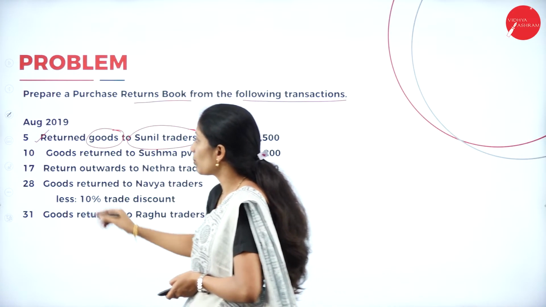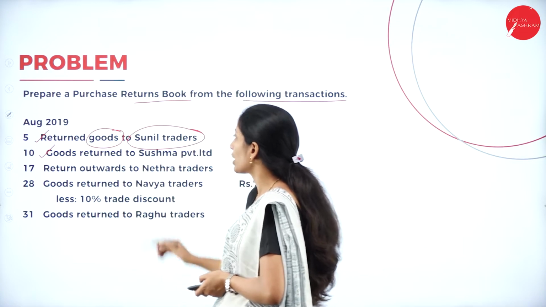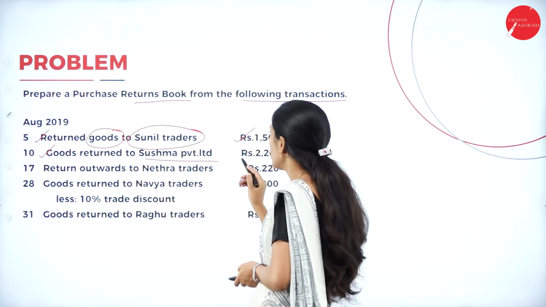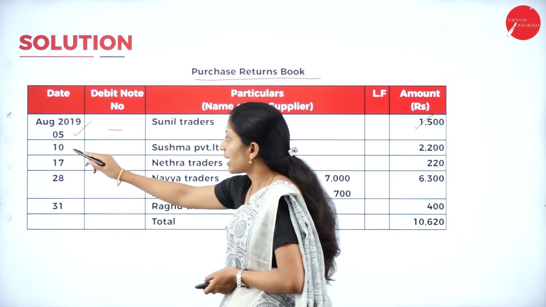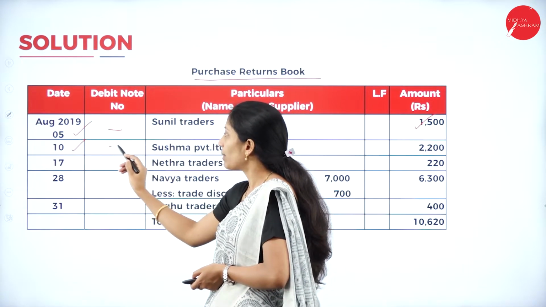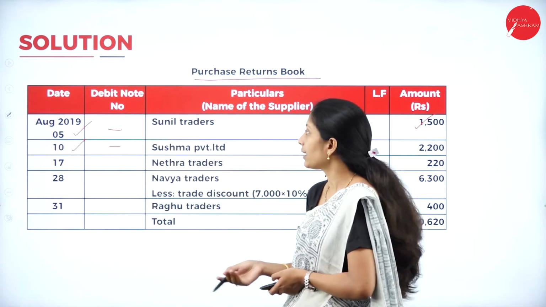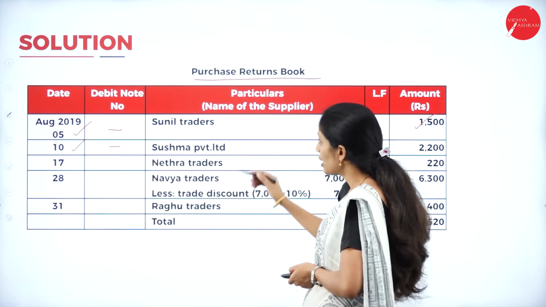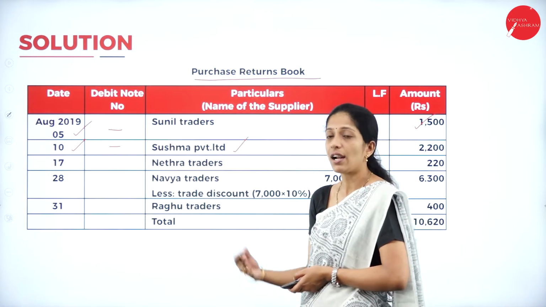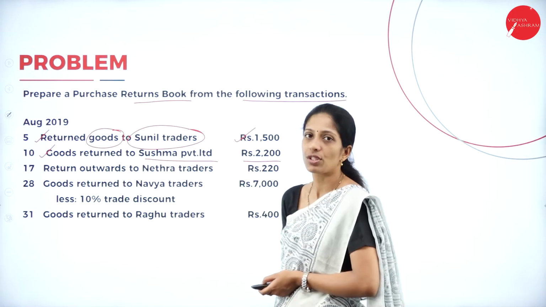Now come to the second one. 10th August, goods returned to Sushma Private Limited 2,200. So how do you write? Write the date 10th. Debit note number they have not given. Let it be blank. And name of the supplier is Sushma Private Limited. So write name of the supplier, and what is the amount? Amount 2,200.